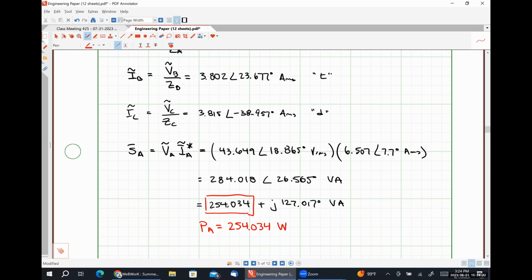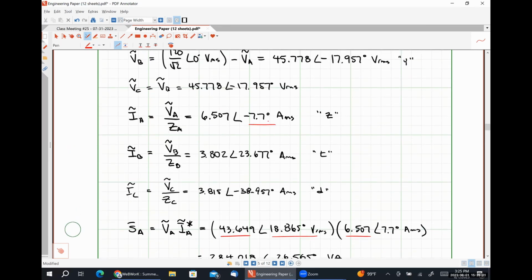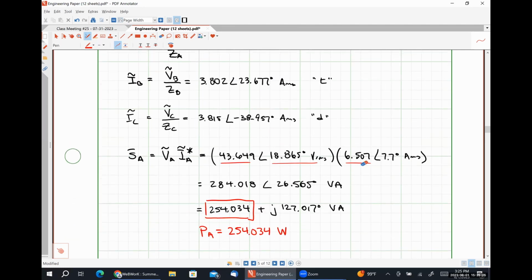254.034 watts, right? So I'm doing it this way so that I don't have to memorize a bunch of equations. I could have done the magnitude of the voltage times the magnitude of the current times the cosine of this angle minus this angle, but I don't want to memorize a bunch of unnecessary equations, okay?